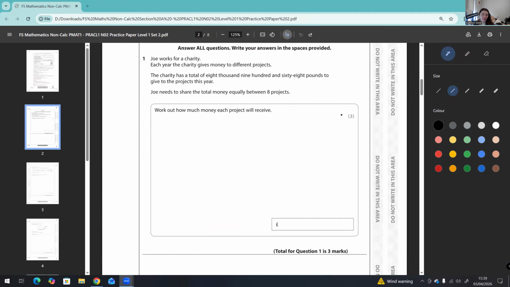So the first mark you get for writing out the number at £8,968. That's worth 1 mark by itself. If we're going to share the money between 8 projects, we're going to end up dividing by 8. So we can use our bus stop method. How many 8s fit into 8? It's easy, that's 1. How many 8s fit into 9? 1 fits in, then we have 1 left over. Because 1 times 8 is 8, and then we need 1 more to get to 9.